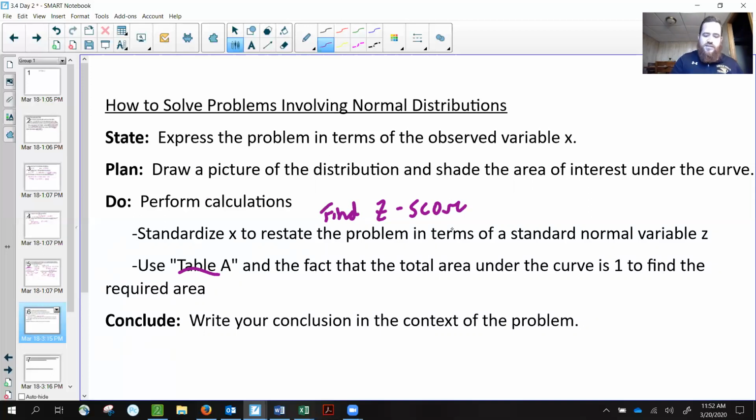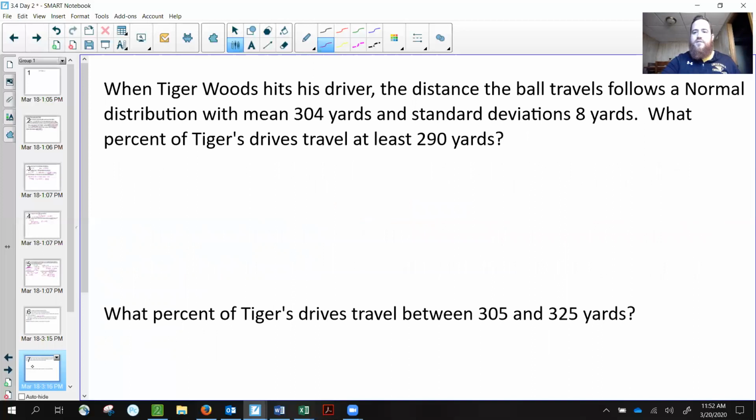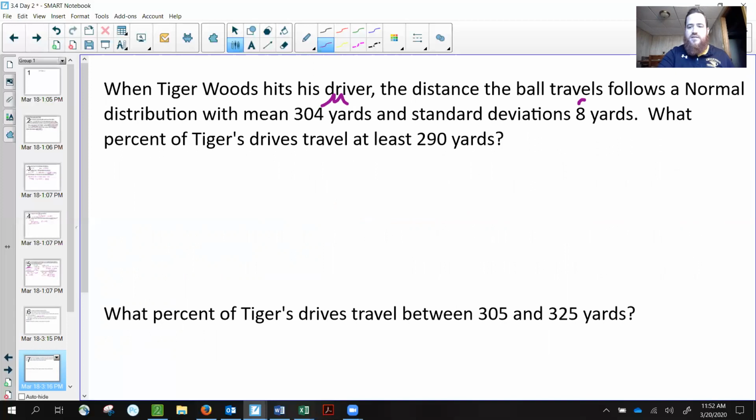So let's look at our first example here. When Tiger Woods hits his driver, the distance the ball travels follows a normal distribution with a mean of 304. Okay, there's your mean. And a standard deviation of 8 yards. What percent of Tiger's drives travel at least 290 yards? So that means they can be bigger than that. Okay, so let's state here. That's our first step, is to state.